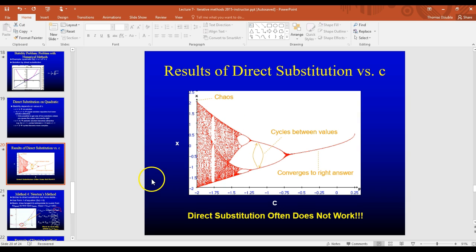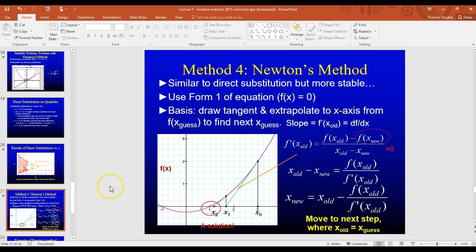But this is one of the challenges of the direct substitution method, and the whole reason why Newton's method was developed, because it allowed us to converge on a solution more readily, avoiding this noisy convergence problem. So in the next video, we'll talk more about Newton's method for convergence.